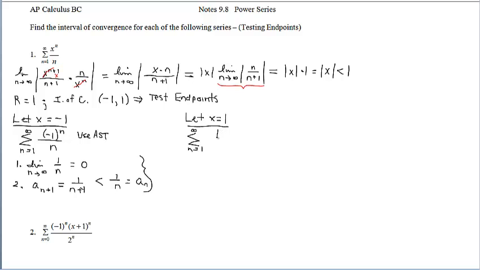So 1 to the n just becomes 1. The denominator is n. Okay, and we already know what this is. This is a divergent p series, the special case that it's the harmonic series when the exponent is 1 right here. So I'm just going to put a note to myself that this diverges by the p series. So what that means is that we can't include the x equals 1.